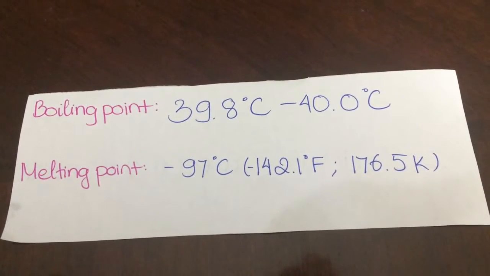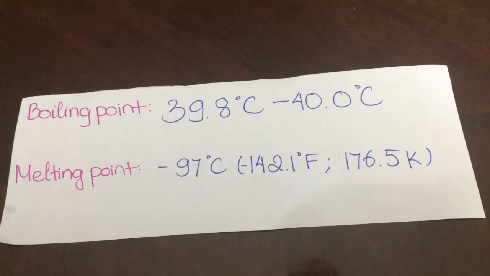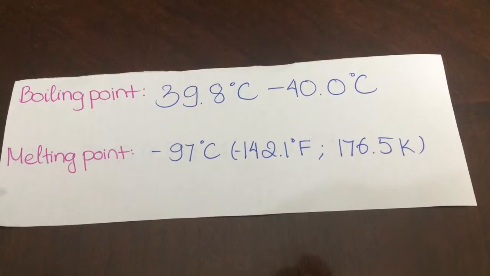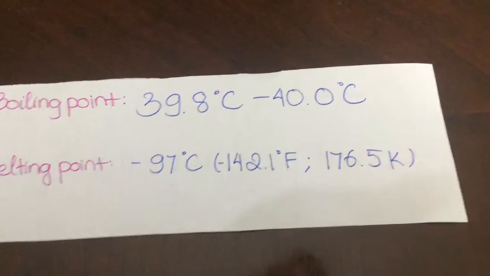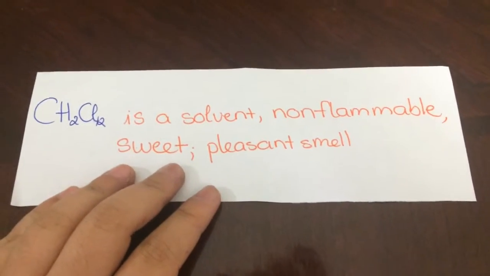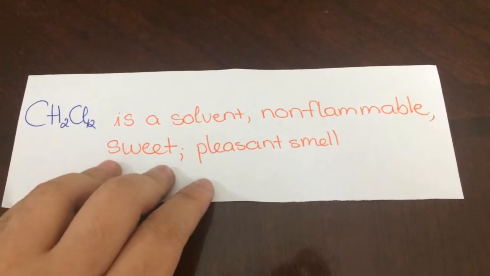Melting point is negative 97 Celsius, which is negative 142.1 Fahrenheit and 176.5 Kelvin. CH2Cl2 is a solvent. It is non-flammable, sweet, and it has a pleasant smell. So let's talk about the Lewis structure of dichloromethane.